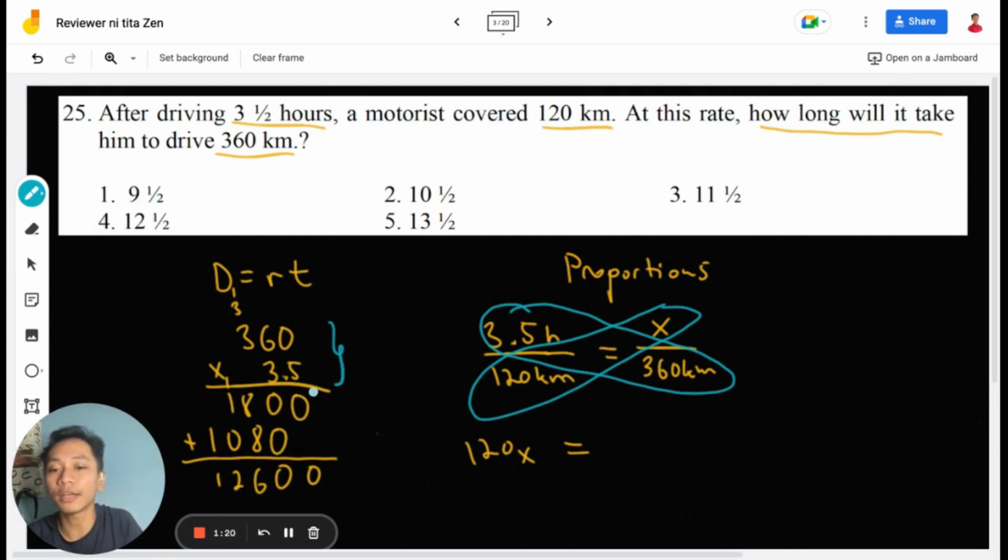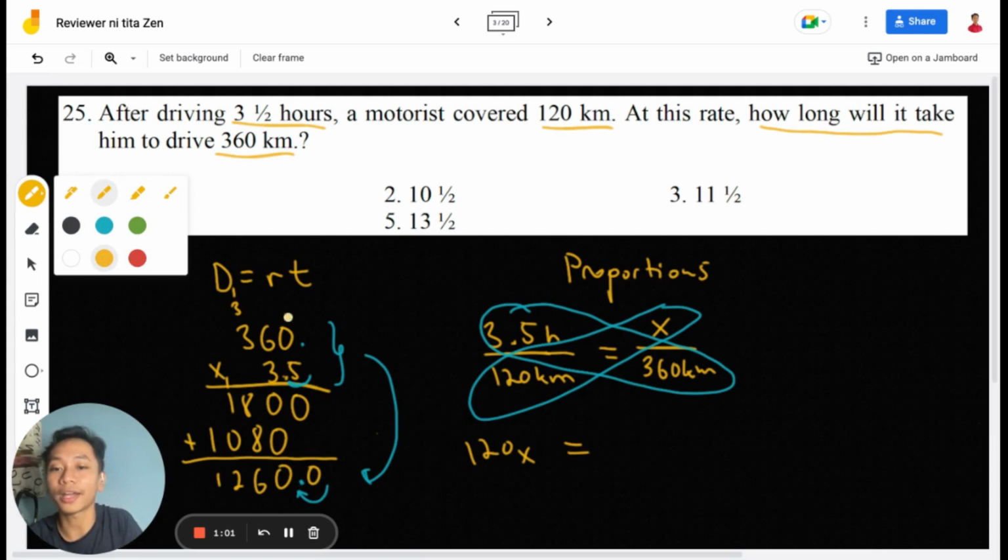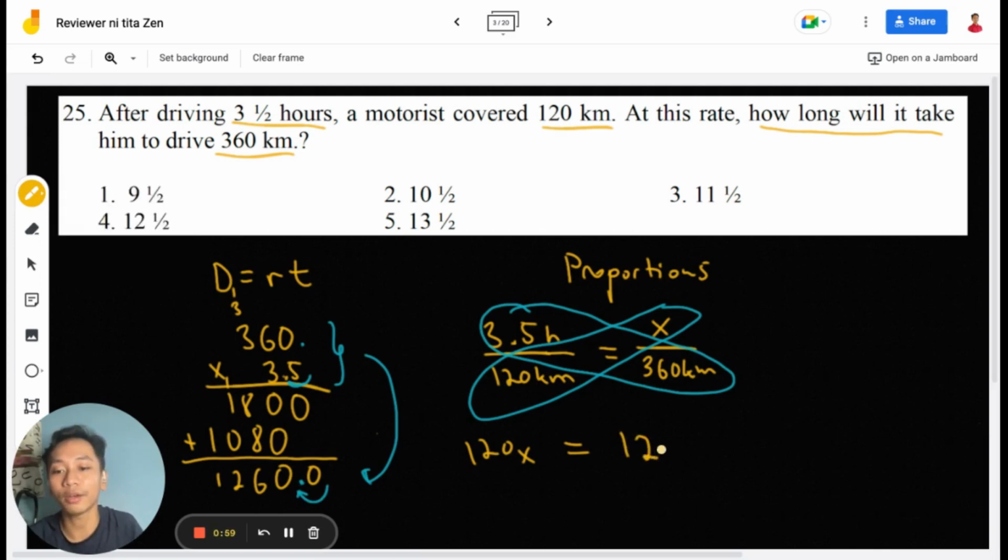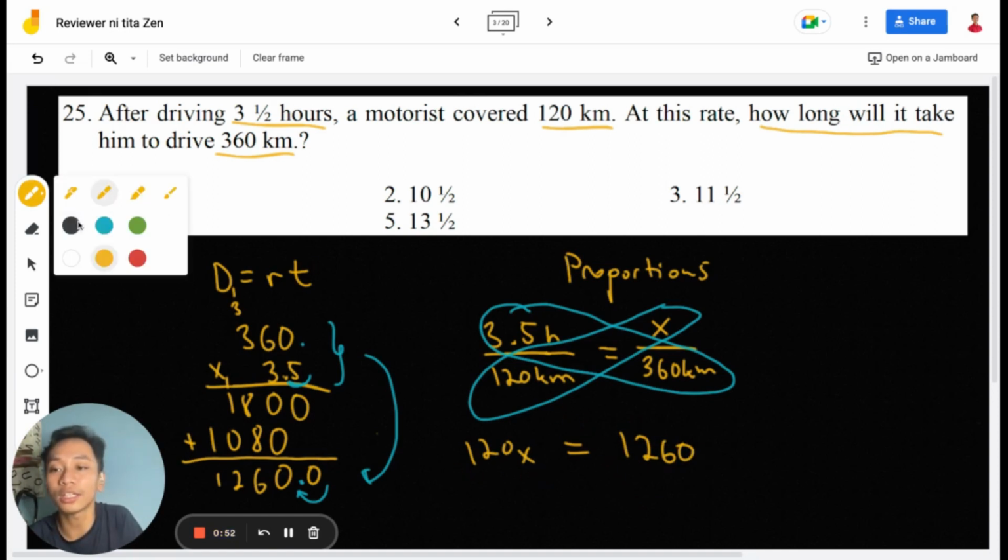Now, sa factors natin, may decimal places na dapat i-consider. 360 wala kasi whole number siya. Pero kay 3.5, merong isa na decimal place. So, i-consider natin yun at i-apply din dito sa ating product. Ibig sabihin mula sa rightmost digit, punta tayo ng isang decimal place pakaliwa. Nandito ngayon yung decimal point ng ating final answer. Ibig sabihin, meron tayong 1,260 on the other side of our equation. We have 120 times x equals 1,260.